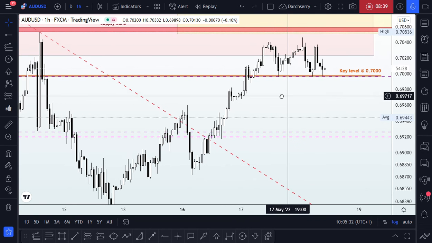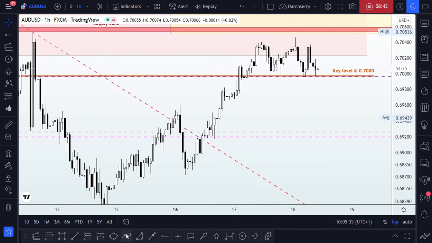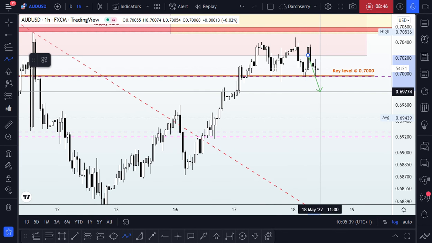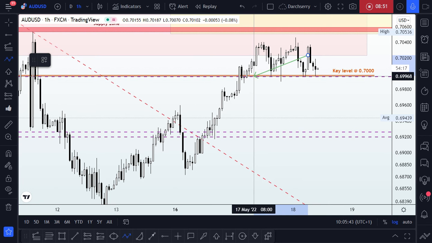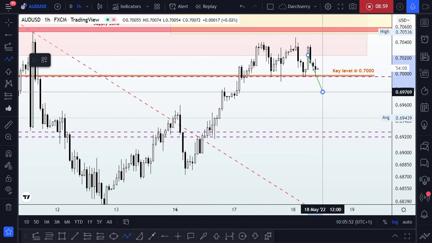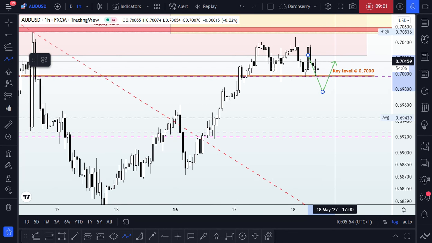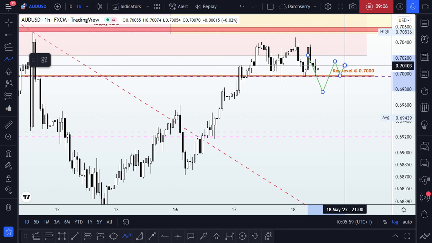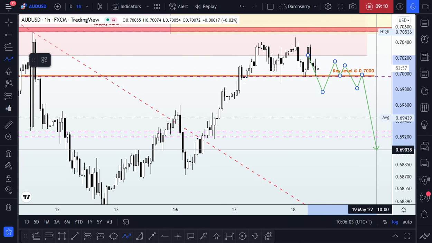So one thing we want to be looking out for going into the new day is a breakdown of this structure, which has been holding for some time now since yesterday morning. Then we want to be looking for a breakout of that structure, a retest into the structure with signals or patterns that show that price wants to be going down. Then we can be looking for an opportunity to sell this pair.